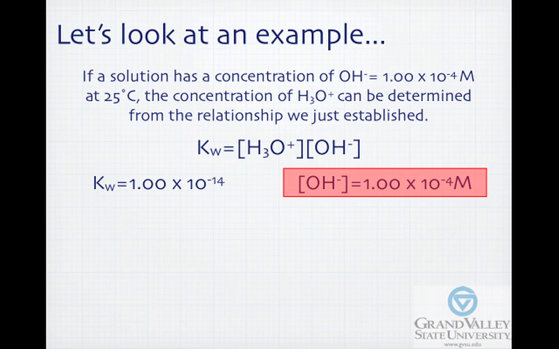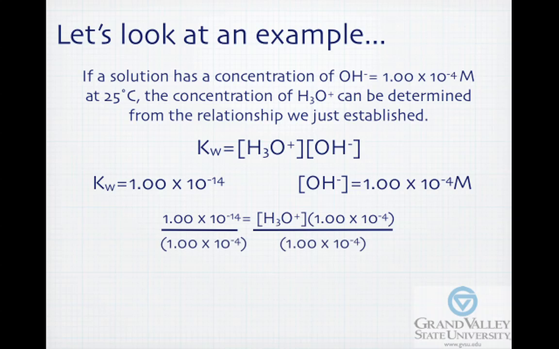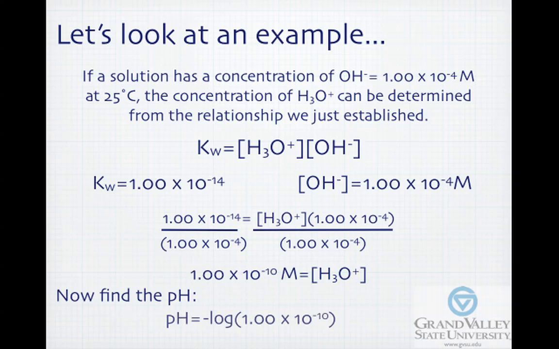Now let's set up our equation. All we have left to do is to divide both sides by 1.00 times 10 to the negative 4. That gives us an H3O+ concentration of 1.00 times 10 to the negative 10th molar. Now let's find the pH. The pH is equal to the negative log of 1.00 times 10 to the negative 10. So our pH is equal to 10.